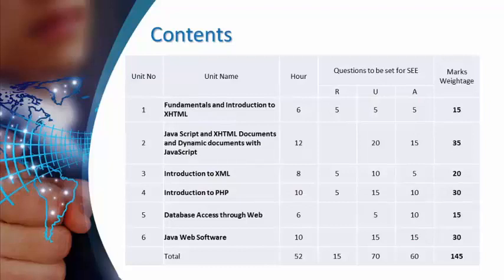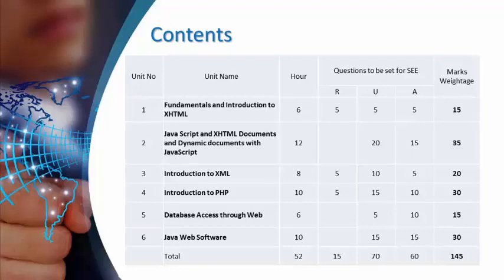The whole syllabus is divided into 6 units and each unit has respective hours and marks weightages. The first chapter is Fundamentals and Introduction to XHTML, of total duration 6 hours, and it has a marks weightage of 15. The second chapter is JavaScript and XHTML documents and dynamic documents with JavaScript. It is of 12 hours with a total weightage of 35 marks.